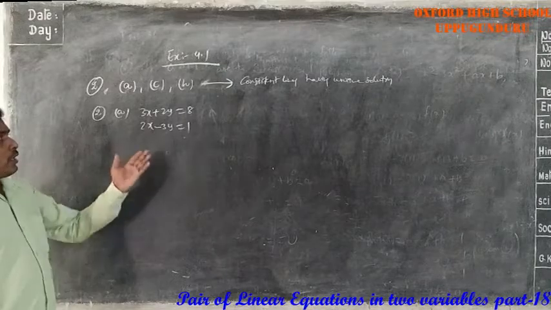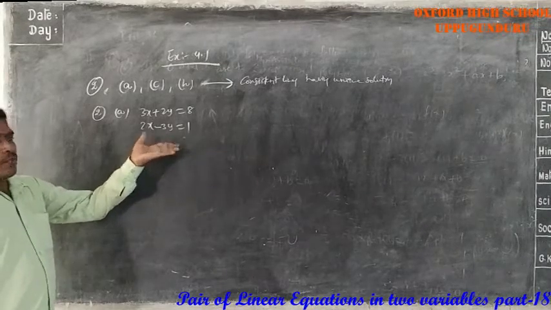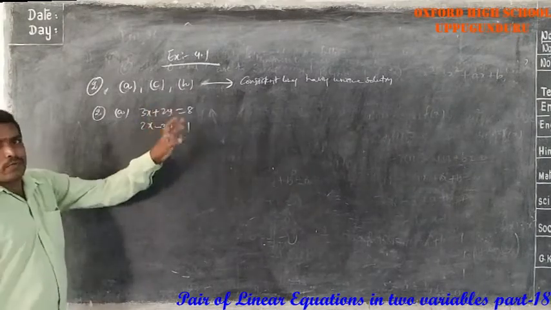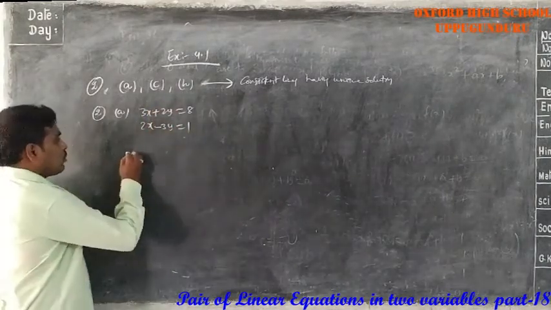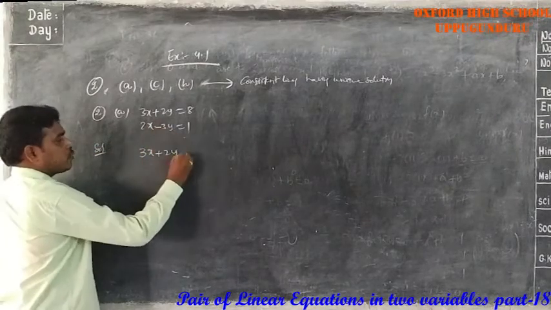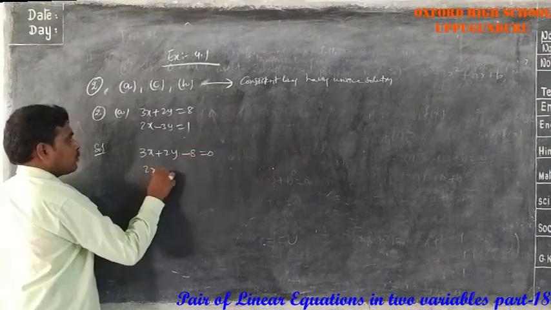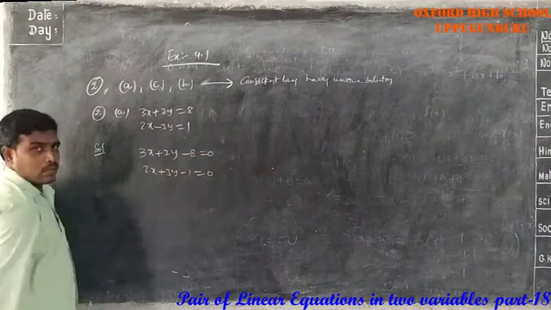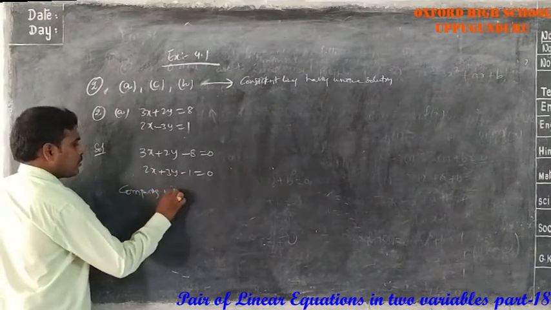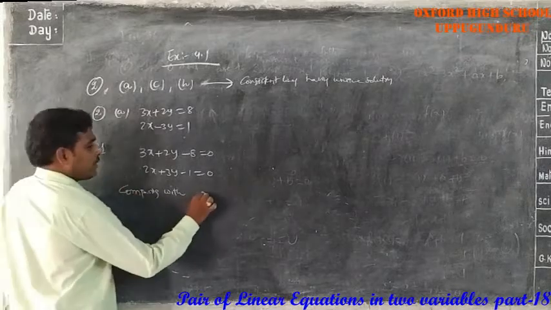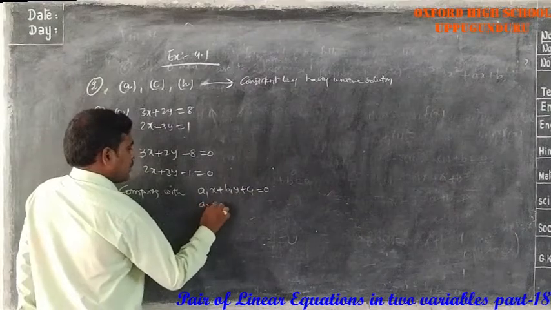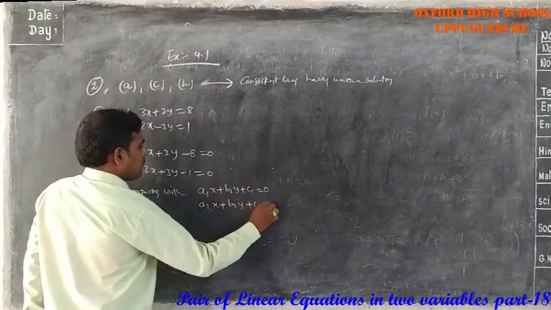Consistent means what? If a pair of linear equations has either one solution or more than one solution, the pair of linear equations is consistent. Otherwise, they are inconsistent. So, to check this, first you have to write these equations in standard form. 3x plus 2y minus 8 equal to 0. 2x minus 3y minus 1 equal to 0. So, we have to compare these equations with the standard form of a pair of linear equations, a1x plus b1y plus c1 equal to 0, a2x plus b2y plus c2 equal to 0.